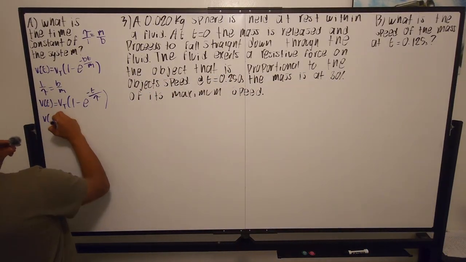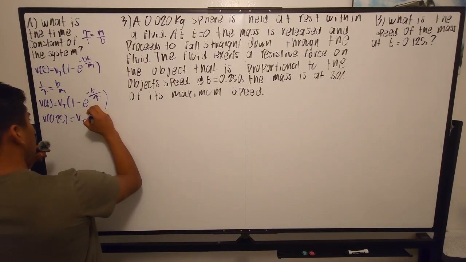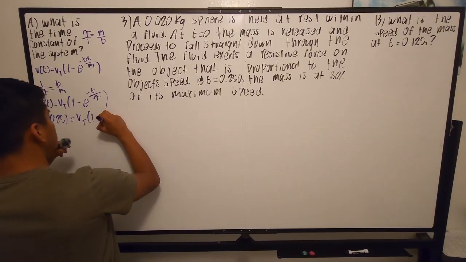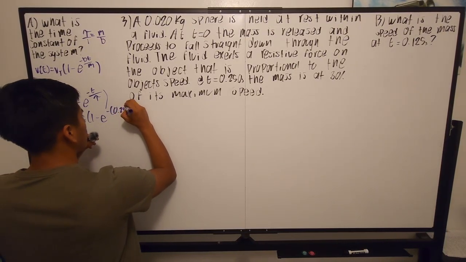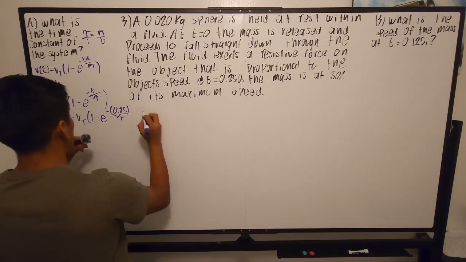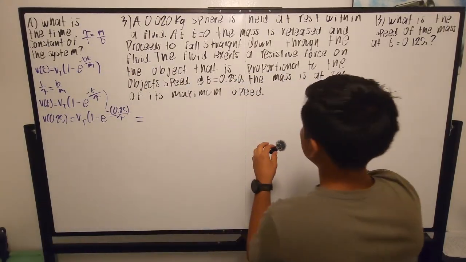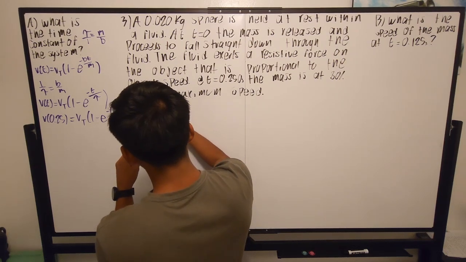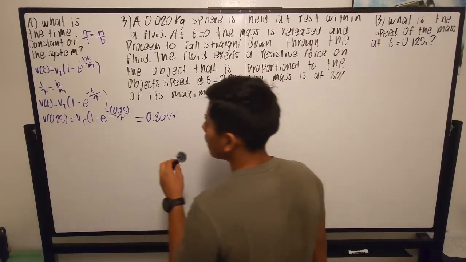So v of 0.25 is going to be equal to vt times 1 minus e to the negative, and then the time, which is 0.25, all over tau. And this is also going to be equal to 80% of the maximum speed. So we can write that over here as 0.80. I'm going to convert it to a decimal, so 0.80 vt.